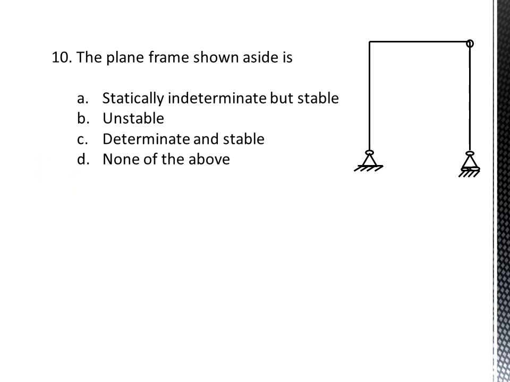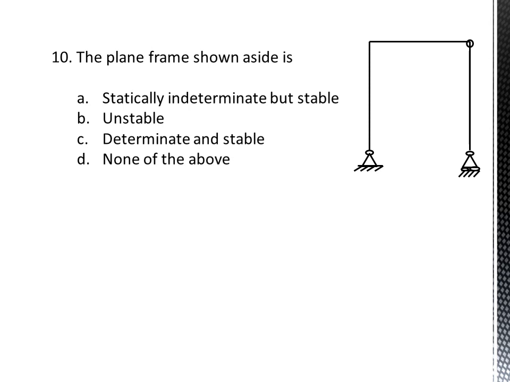Coming to the 10th question, we have the plane frame shown aside is, we have the options: option A, statically indeterminate but stable, option B, unstable, option C, determinate and stable, option D, none of the above.